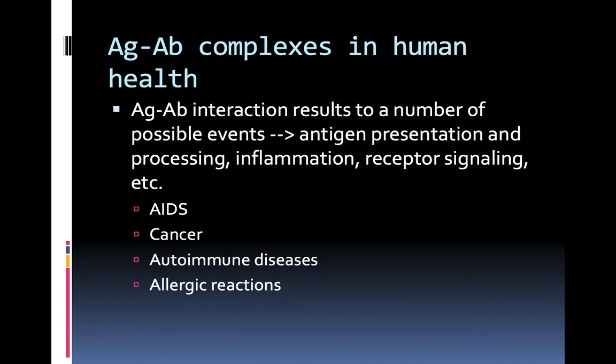The binding of antigen to its specific antibody changes the properties of the bound antigen, leading to numerous immune responses, including antigen presentation, inflammatory responses, receptor signaling. Okay, those are a few of the consequences of antigen-antibody interaction.